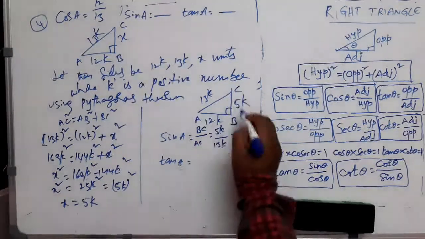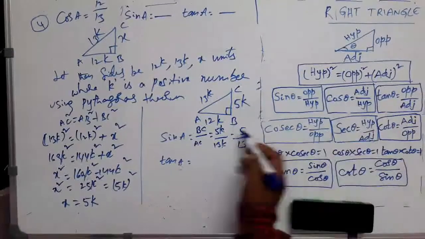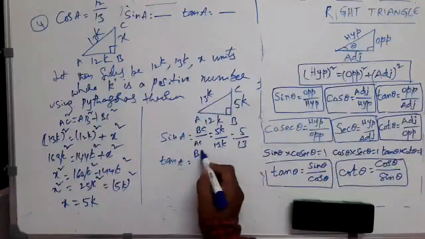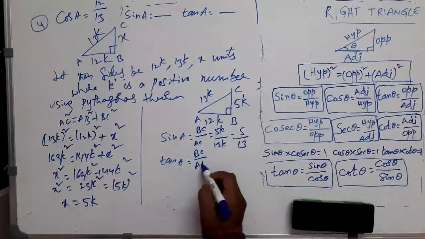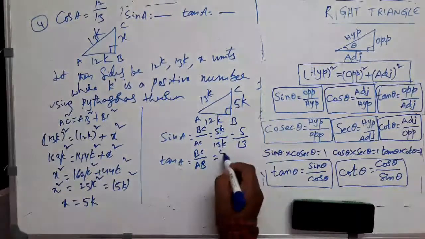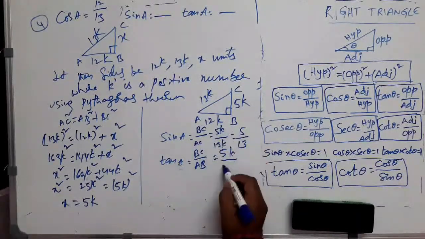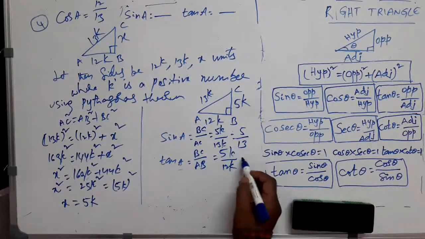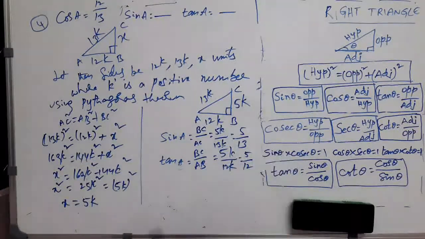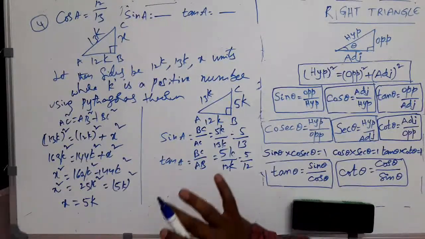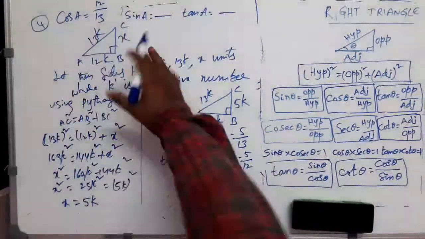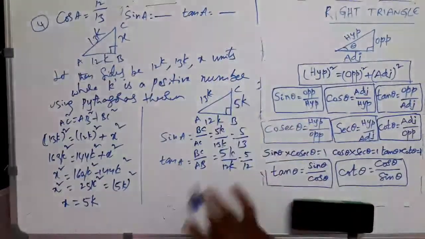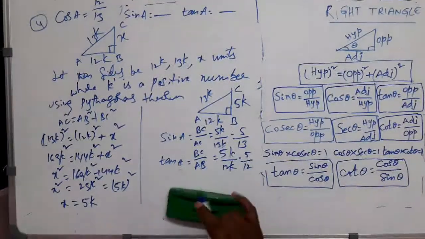Next one, tan A. Tan A is opposite side by adjacent side. That is the formula, right? So BC divided by AB. That is 5k divided by 12k. k gets cancelled. So what will be remaining? 5 by 12. These two are the answers which are asked, right? Follow this method. Don't write 12, 13 directly and find out the other side. Don't do like that, right? Yes. Next question.